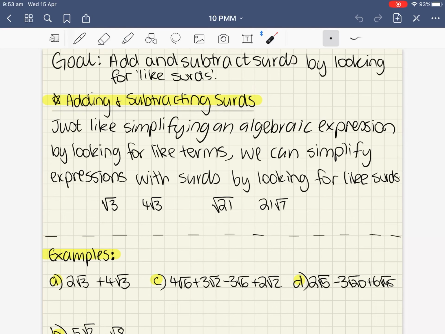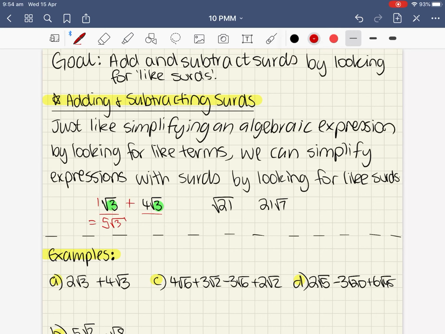So, as I just said, just like simplifying an algebraic expression by looking for like terms such as x's or x squareds or y's, we can simplify expressions with surds by looking for like surds. So, for example, root 3 here and 4 root 3 are like surds because they both have that root 3 component. So we would be able to add those together as 1 root 3 plus 4 root 3, that's the same as having 5 lots of root 3.